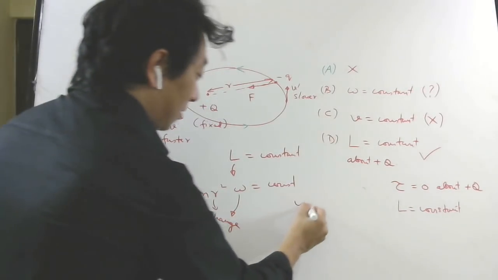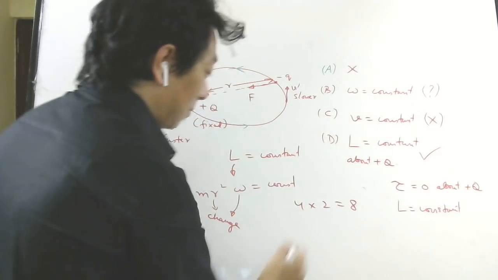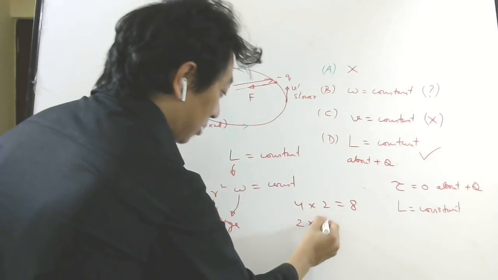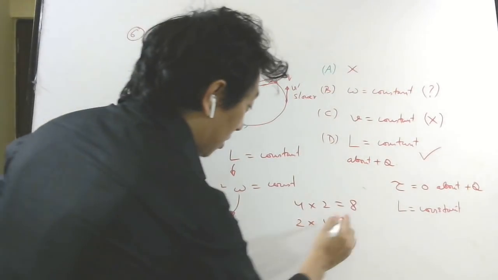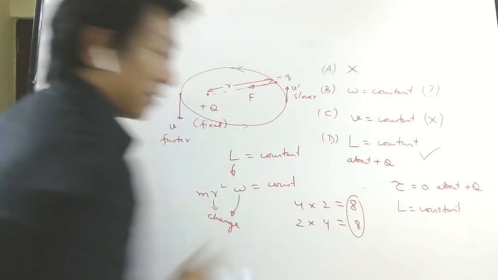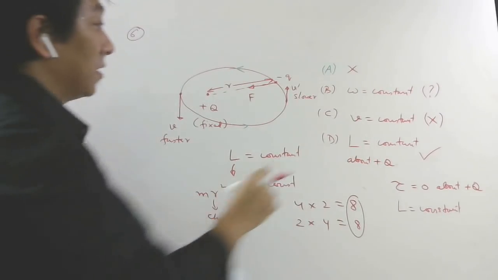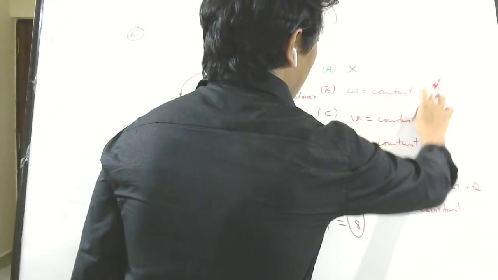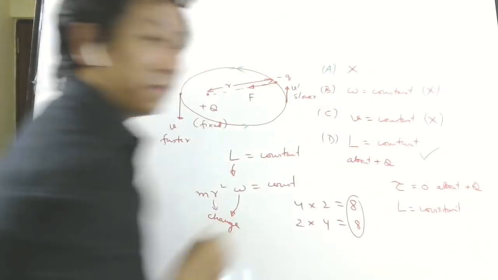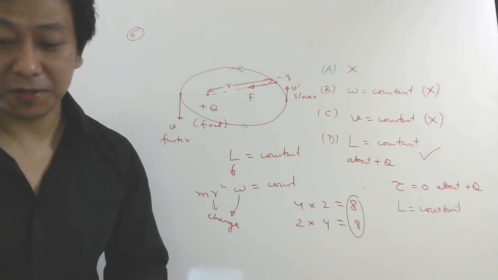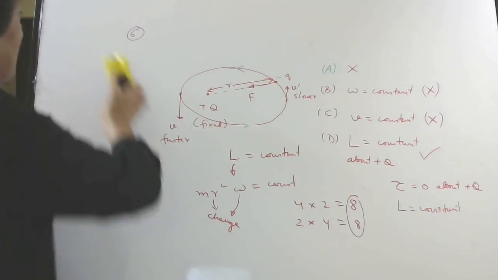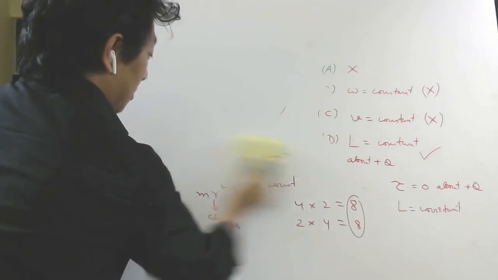And if this changes, this also should change, because the product should be constant. Understood, right? 4 into 2 is 8. But if I make this 2, then this must also change, because the product should be constant. So that means omega will change, angular speed will change. But here they told constant, so this option is also dropped. Is it clear, students? Okay. Fine. So remaining questions we'll be doing in the next video.